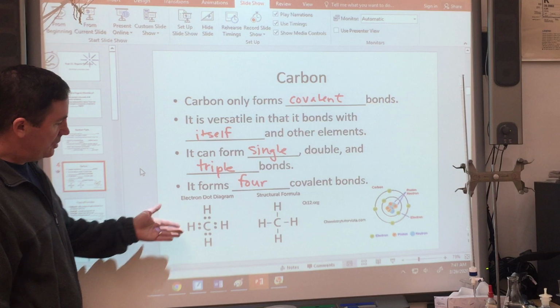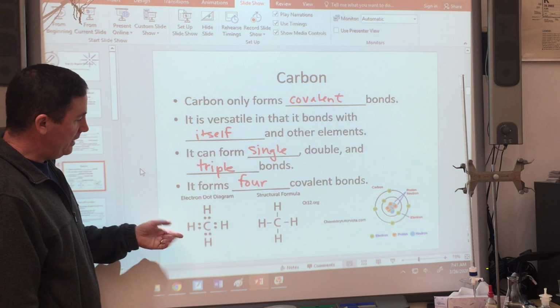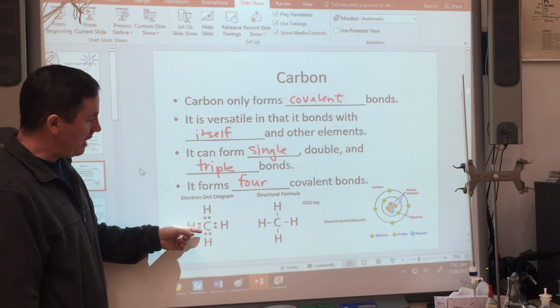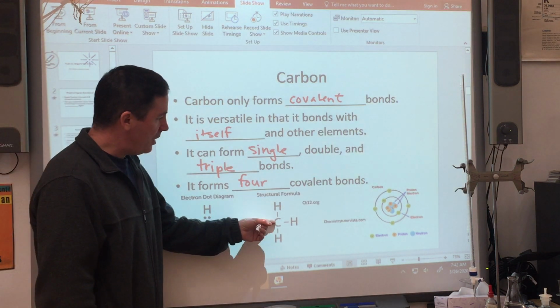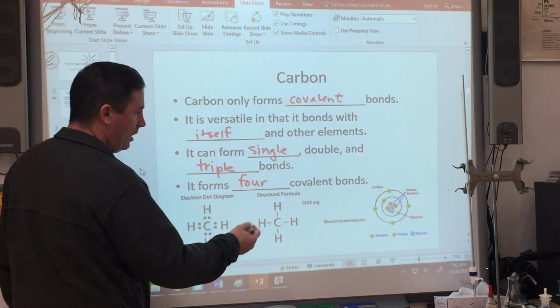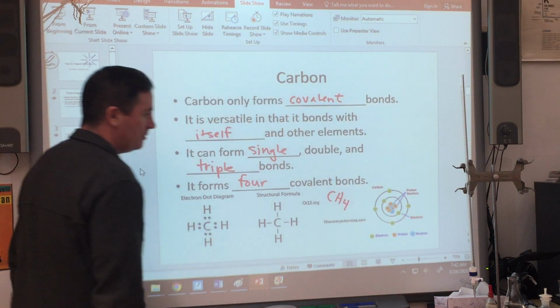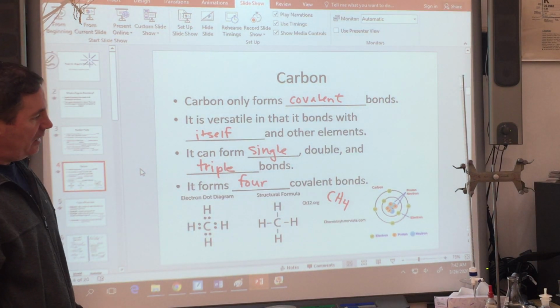So we've got different ways to look at how carbon can bond. This is an electron dot diagram. We know it as a Lewis dot diagram, but both of those things are synonyms. This is what we call the structural formula. Here's the molecular formula, CH4. We know this substance as methane.